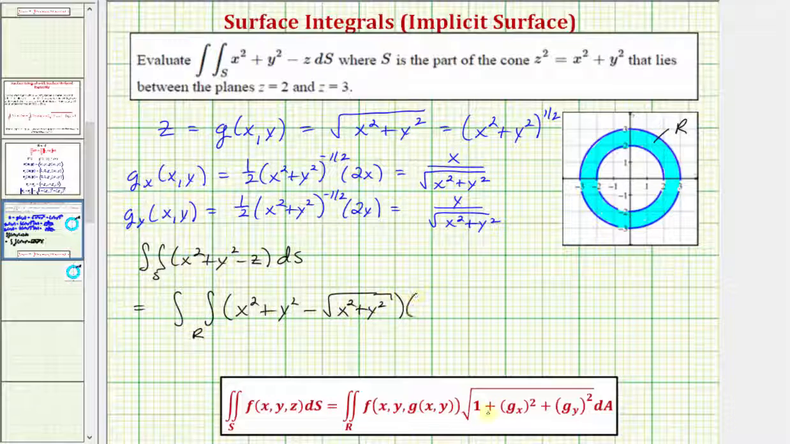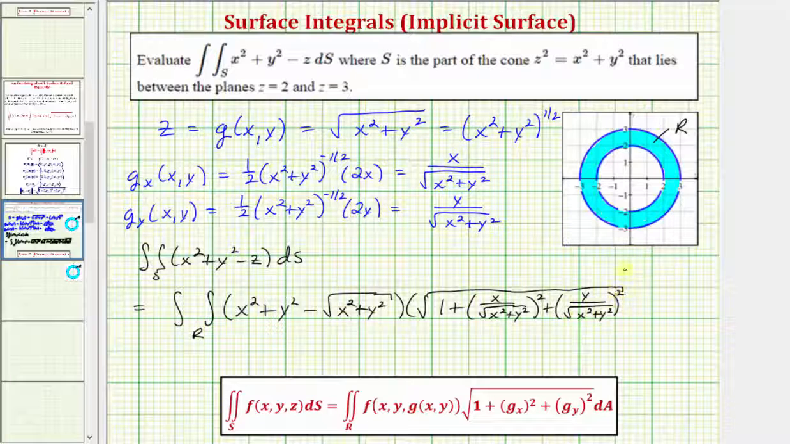So all this times the square root of 1 plus the partial derivative of g with respect to x squared, which would be this fraction squared. So we have x all over the square root of x squared plus y squared, squared, plus the partial derivative of g with respect to y squared, which would be this fraction squared. So we have y all over the square root of the quantity x squared plus y squared, and this is squared, and then we have differential A. Let's continue evaluating this on the next slide.